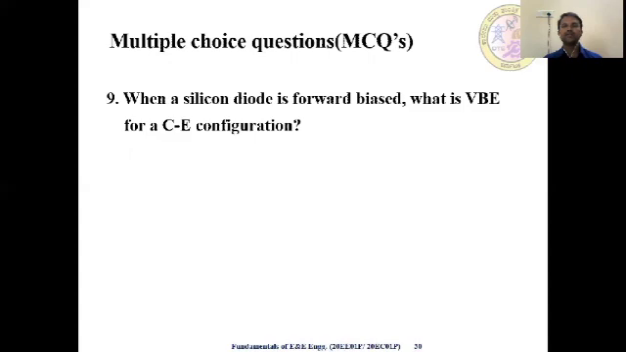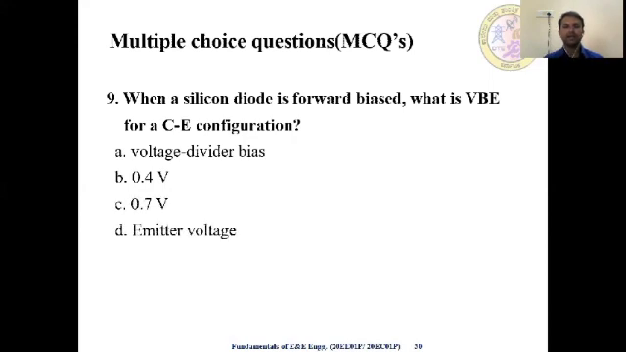Next question. When a silicon diode is forward biased, what is the base emitter voltage for a CE configuration? Base emitter voltage is the input voltage. Options are voltage divider bias, 0.4 volts, 0.7 volts, emitter voltage. And the correct option is C, 0.7 volts. So for a silicon diode to be forward biased, that is for a transistor to be turned on, the base emitter voltage should be 0.7 volts.